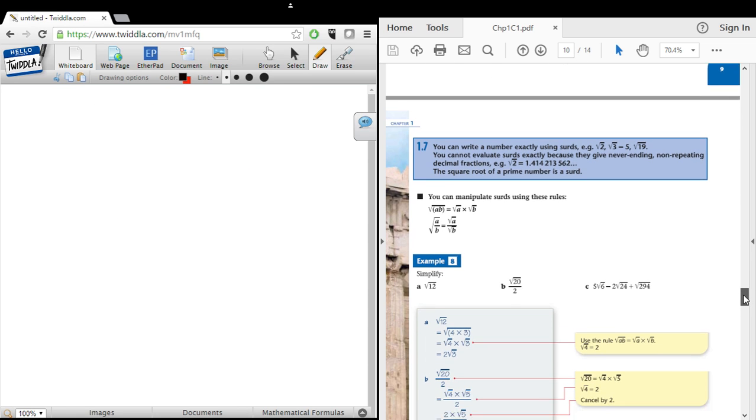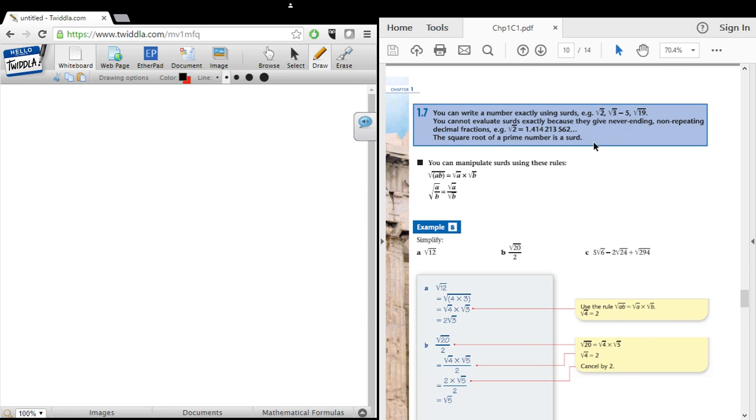So let's clear our interactive whiteboard and play around with some surds. So in section 1.7 it will talk to you about the following. You can write a number exactly using surds, e.g. the square root of 2, the square root of 3 minus 5, and the square root of 19. You cannot evaluate surds exactly because they give never-ending, non-repeating decimal fractions, e.g. square root of 2 equals as such. The square root of a prime number is a surd. So again, as we mentioned before, prime numbers are numbers that can only be divided by themselves and 1. This is something that you should know, so I don't need to elaborate anymore.